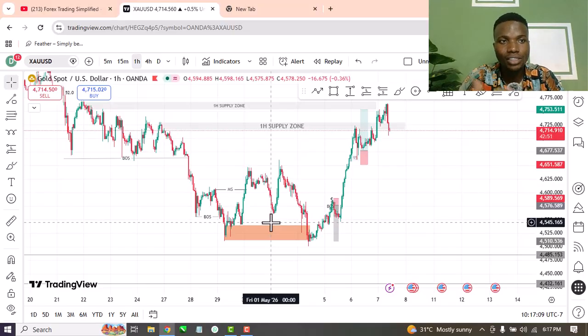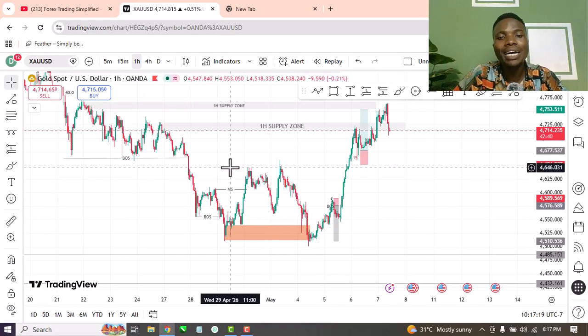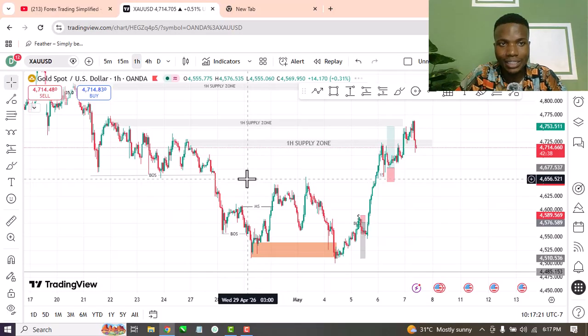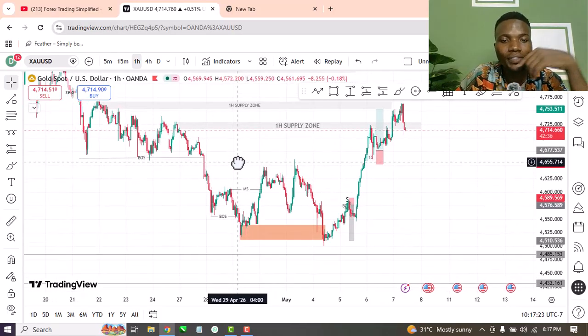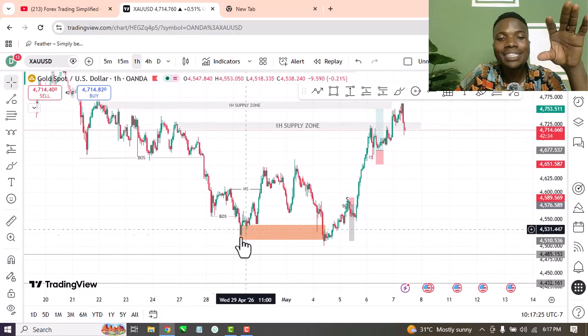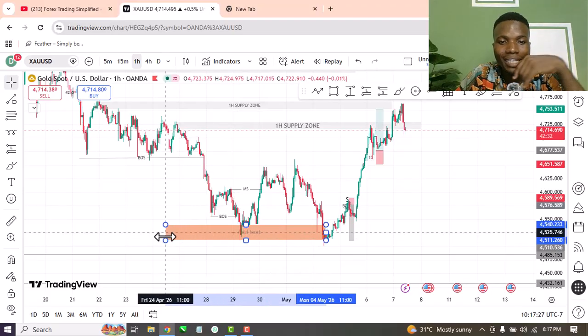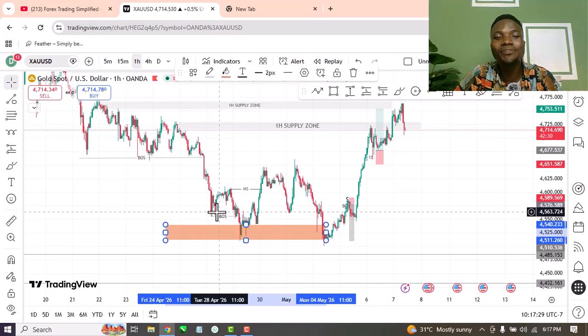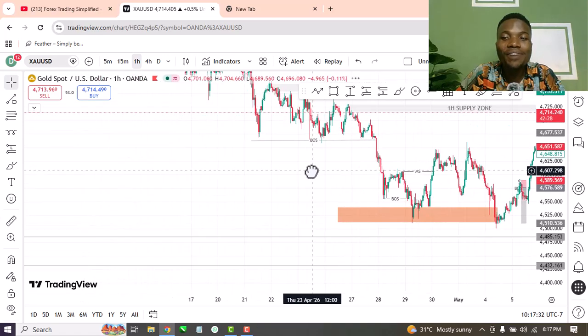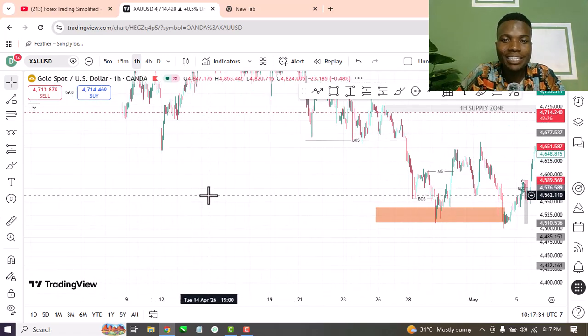So guys, this is past 2 minutes right now, so let me get right into what I understand about this screen. You can see that this is the 1 hour time frame, right? In my previous video I was looking at this zone because this is a valid demand zone.